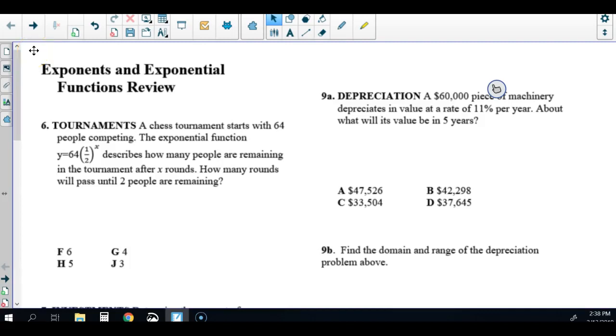Okay, exponents and exponential functions review. We've got our test coming up Friday. Hopefully this review helps you out with that. We'll get straight into this, starting with number 1.